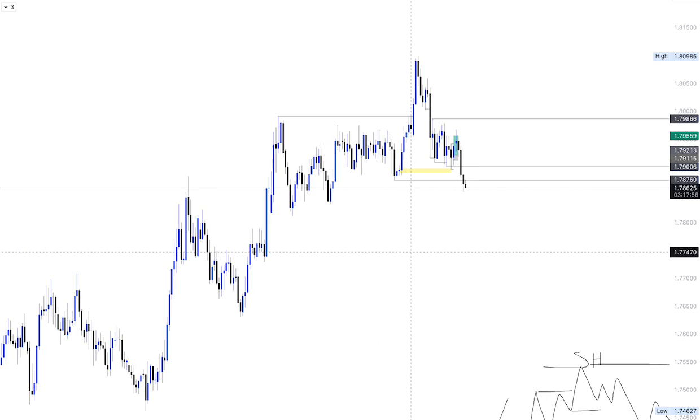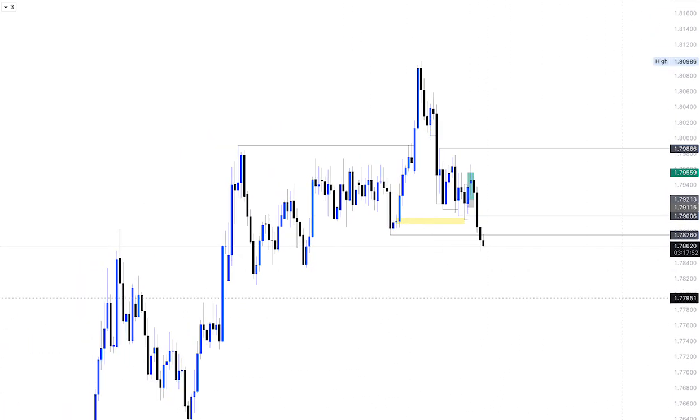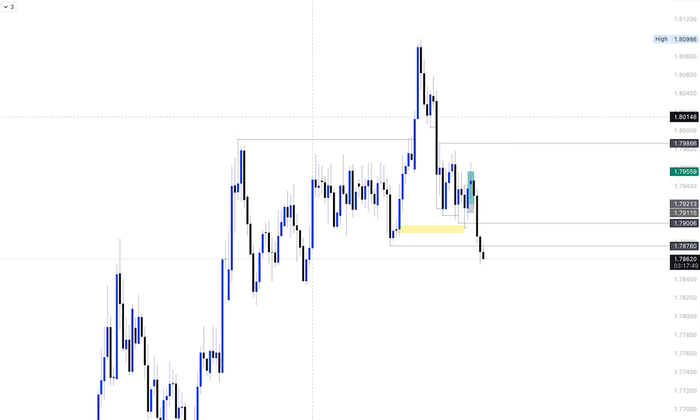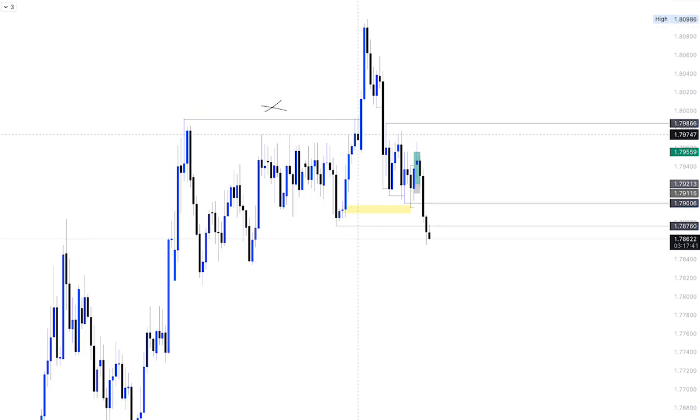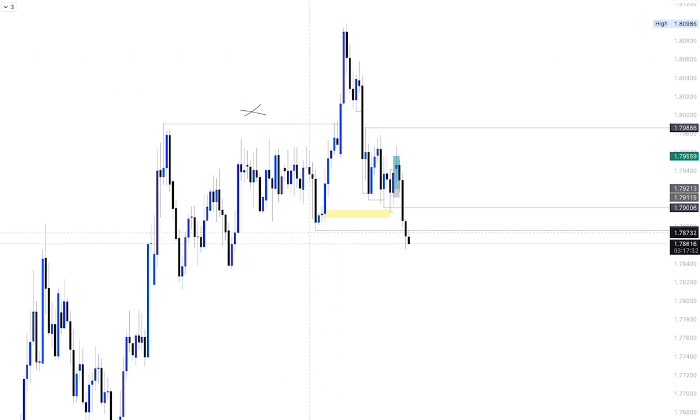So looking at the Euro AUD chart here, I clearly can see that this was a liquidity sweep, right? Some people say break of structure, fine, but once I understand this, I knew very well that this was a liquidity for us.